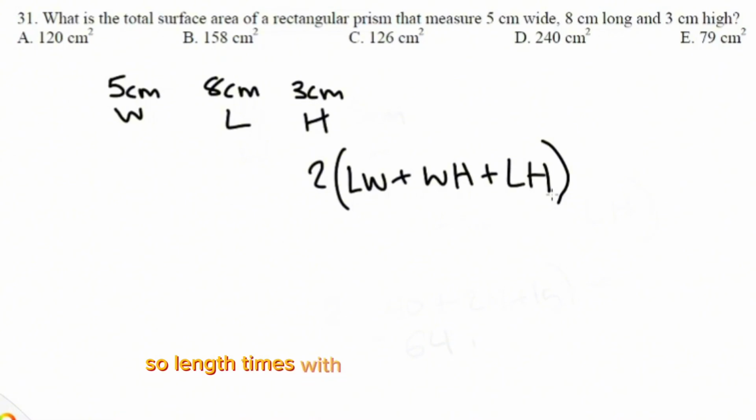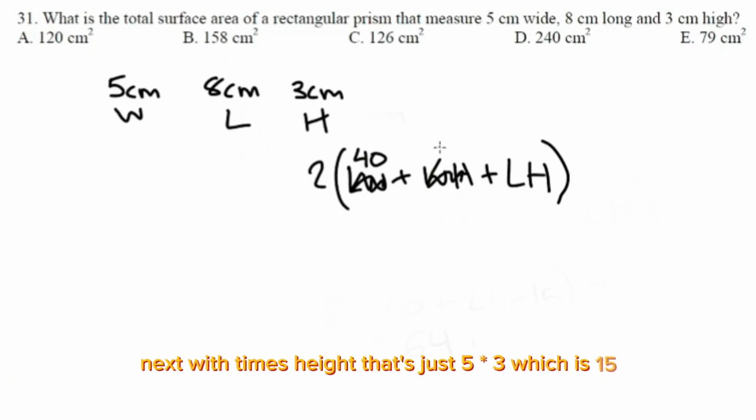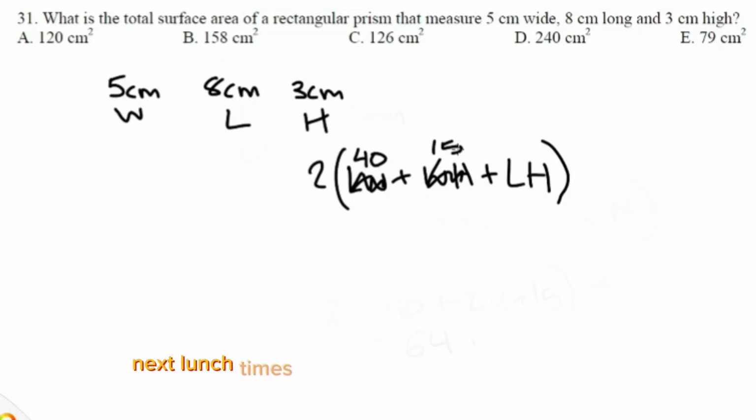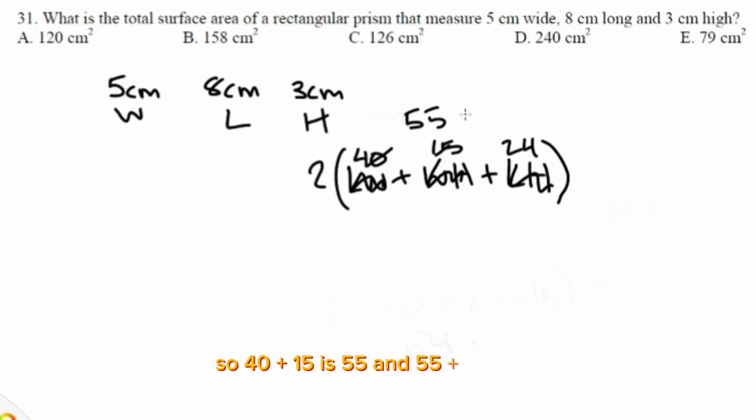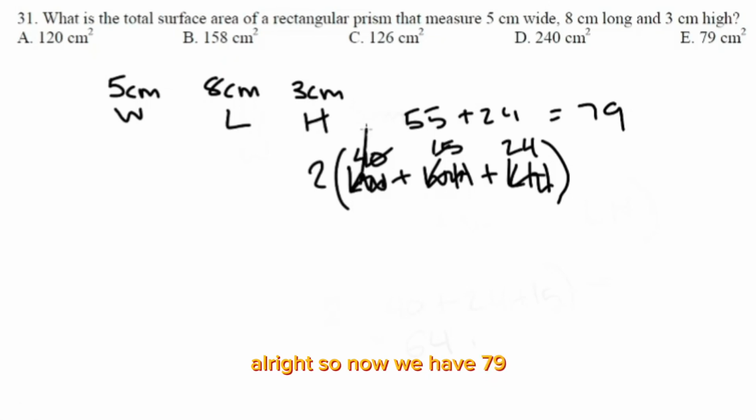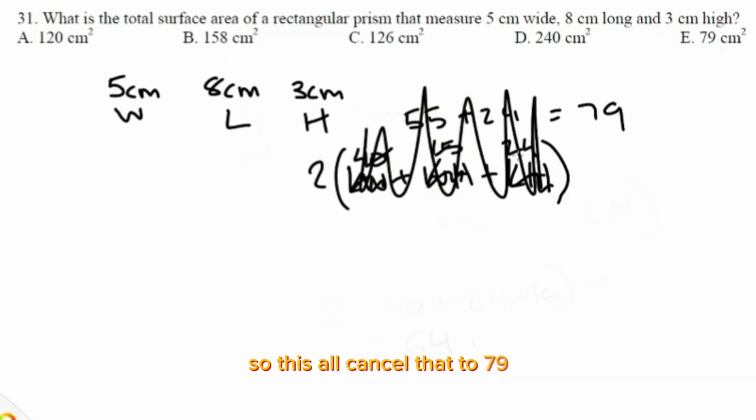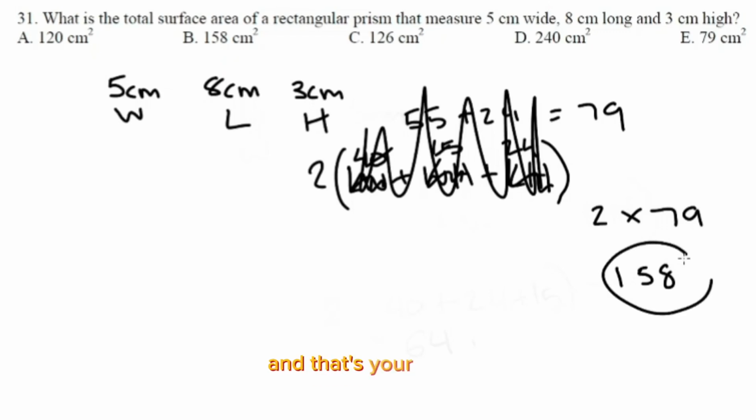Alright, so length times width is 5 times 8, which is 40. Next, width times height is 5 times 3, which is 15. Next, length times height is 8 times 3, which is 24. Now we add these three up. 40 plus 15 is 55, and 55 plus 24 is 79. So we have 79, but we still need to multiply it times 2. So 2 times 79 is 158, and that's your answer.